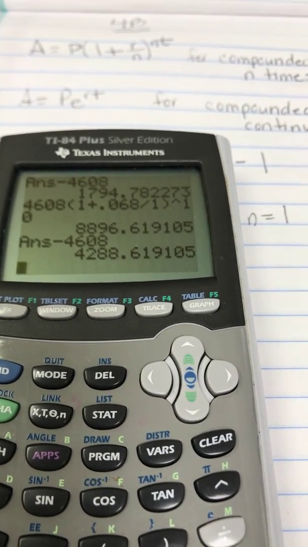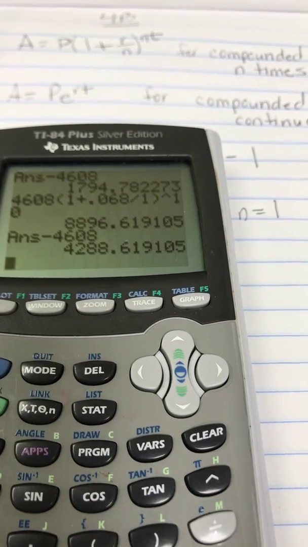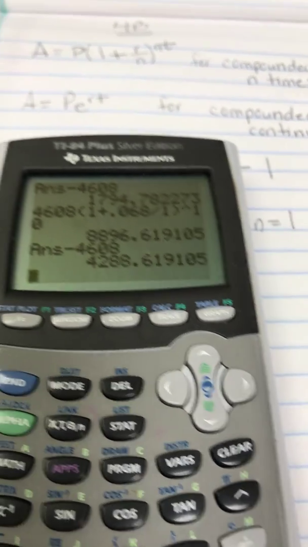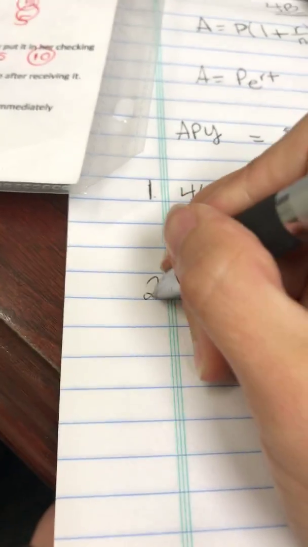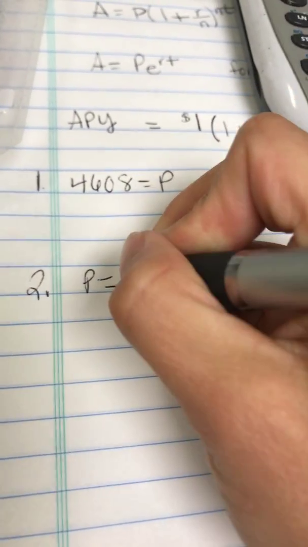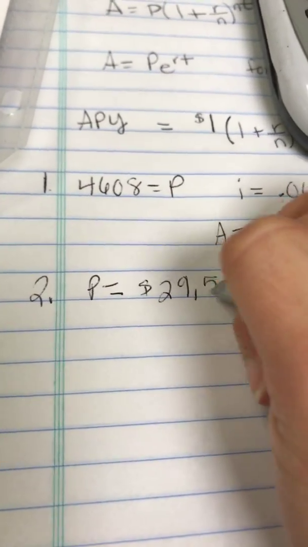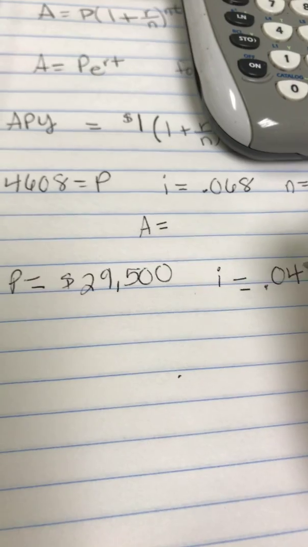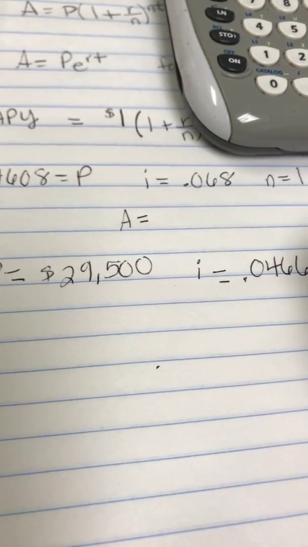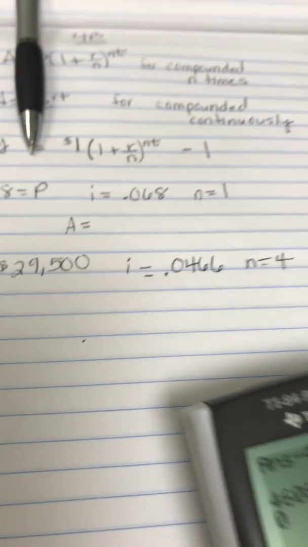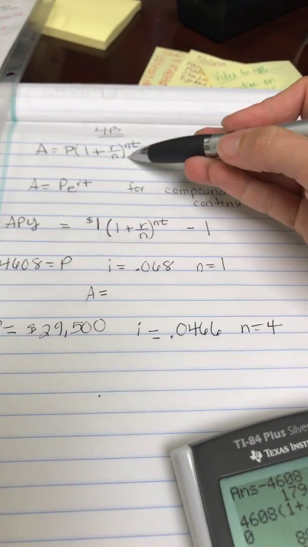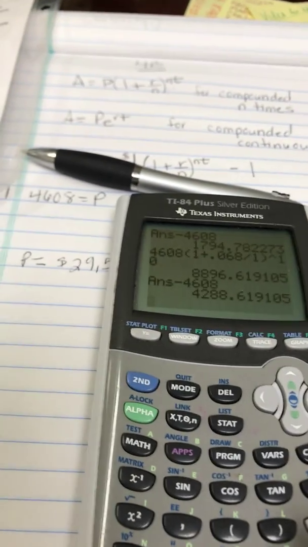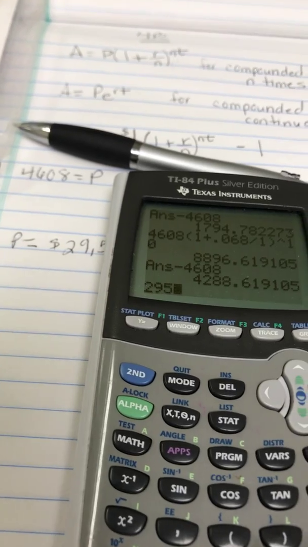All right, scenario 2. Scenario 2 is another student loan, and the difference in this is I see the words compounded quarterly. So for scenario 2, we are taking out a student loan for $29,500, and the interest rate is 0.0466, and this time N is 4. It's compounded quarterly. So again, we're using that exact same formula up here. This is the same one that we're using, and we're going to punch that right into the calculator.